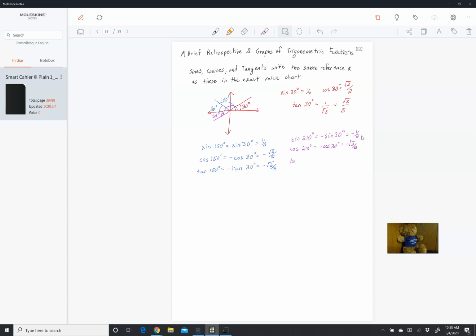And the tangent of 210 degrees in quadrant 3 is positive. So it would be the same as the tangent of 30 degrees. So tangent of 30 is square root of 3 over 3.